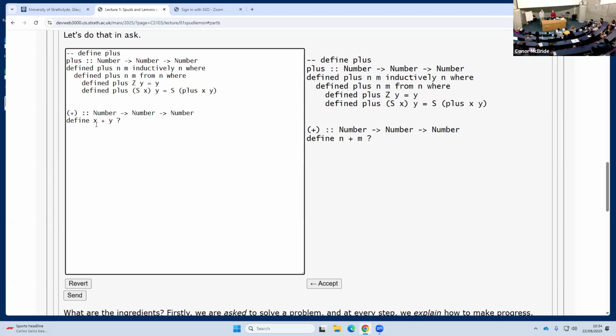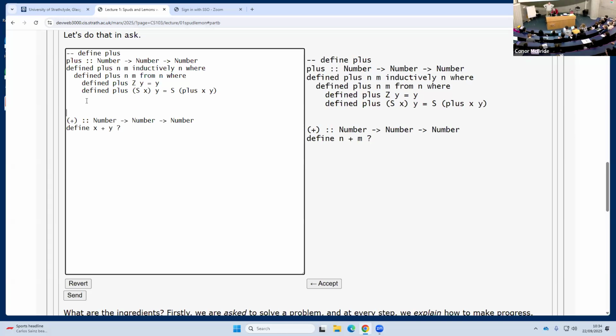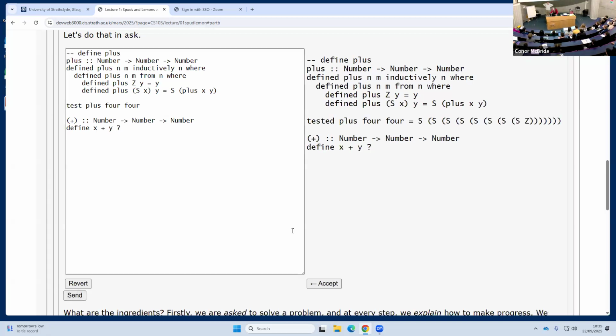Okay, so we can actually just do an example. I think we can say test plus 4 and hit send. And what comes back? 4 stands for successor of successor of successor of successor of 0. So we've just added 4 and 4, and you can see we've computed 8.